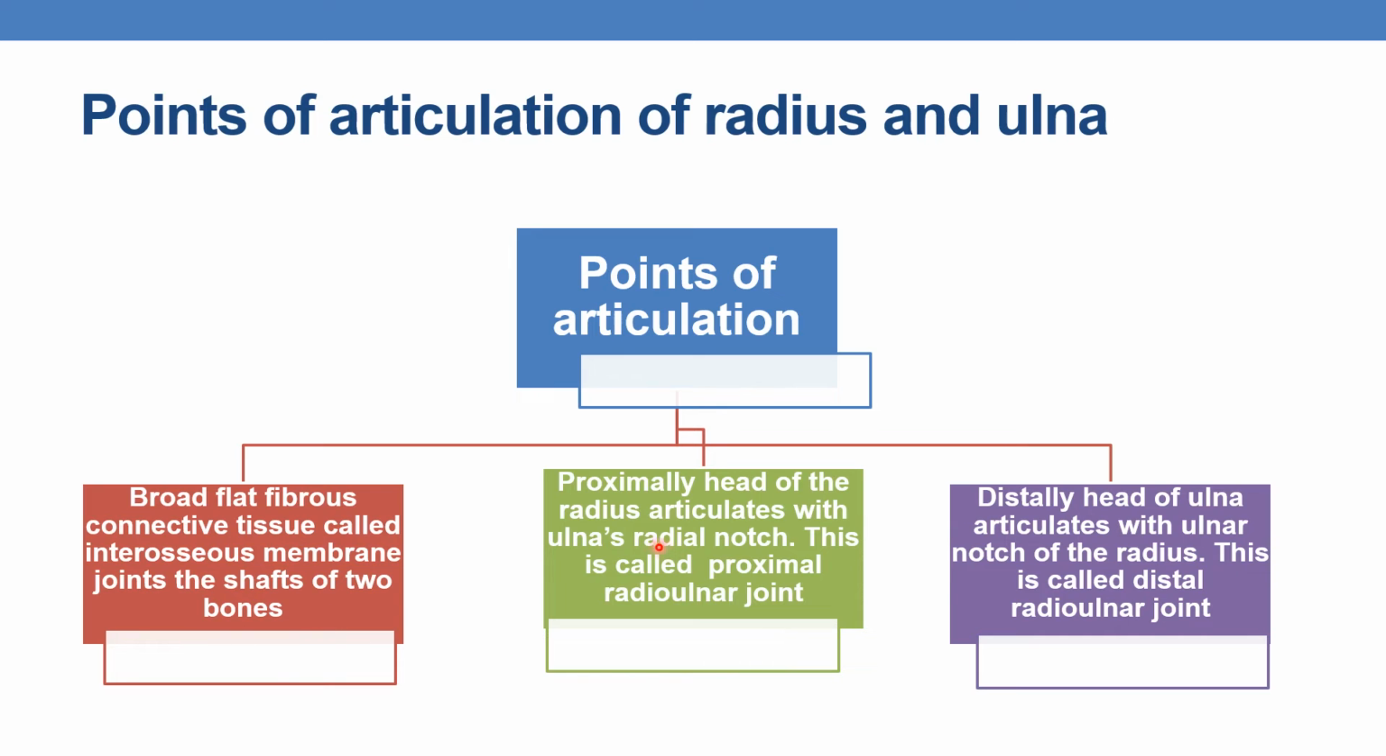The next point of attachment is proximally. Proximally, head of the radius articulates with ulna's radial notch, and this is called proximal radio-ulnar joint. Distally, head of ulna articulates with ulnar notch of the radius, and this is called distal radio-ulnar joint. So there are 3 points of articulation of radius and ulna: the interosseous membrane, the proximal radio-ulnar joint, and the distal radio-ulnar joint.